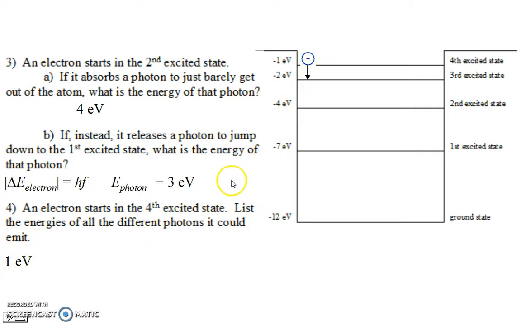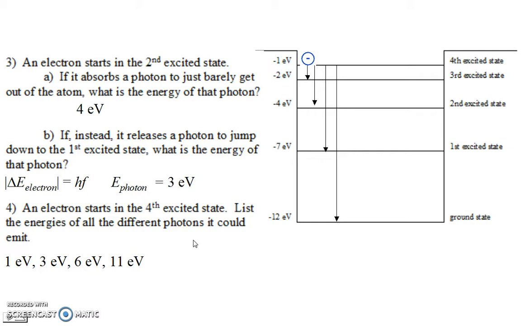So that's one transition. Now from the 4th excited state, where else could it have gone? Well, it could have jumped down to the 2nd excited state. Here losing 3 electron volts, so we have a 3 electron volt photon. Or it could have gone down to the 1st excited state. So between -1 and -7, how much did it lose? It lost 6 electron volts, right? So it gives off a 6 electron volt photon. We're just going to draw all these transitions on here. Where else could it have gone? It could have gone all the way down, losing 11 electron volts. So it gives off an 11 electron volt photon.